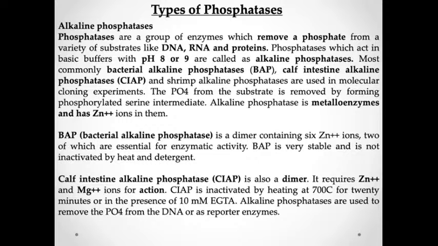So alkaline phosphatases are metalloenzymes and have zinc ions in them. Bacterial alkaline phosphatase BAP is a dimer containing 6 zinc ions, two of which are essential for enzymatic activity, and BAP is very stable and is not inactivated by heat and detergent. Whereas CIP is also a dimer, it requires zinc and magnesium ions for action. CIP is inactivated by heating at 70 degrees Celsius for 20 minutes in the presence of 10 millimolar EGTA.